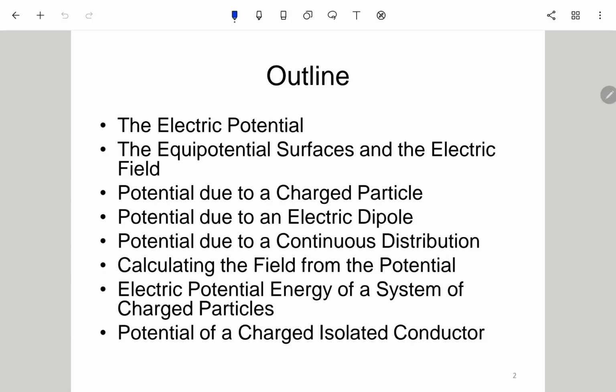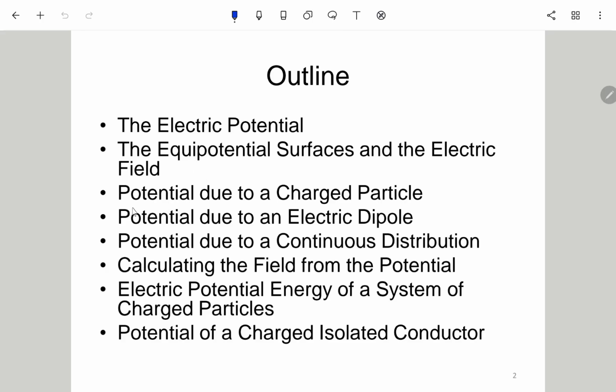Okay, so this is the outline of chapter 24 about the electric potential. First we will talk about the definition of the electric potential, and then we will also mention something called the equipotential surface and the E field. This is related to the E field lines introduced in chapter 22. They have some geometrical relationships, so in this chapter we will talk about that.